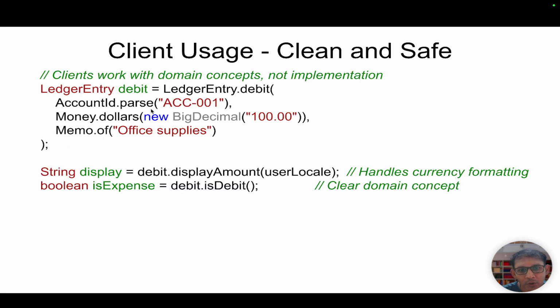Clients now work with domain concepts rather than implementation details. They create debits and credits using the factory methods. They get formatted amounts using the display amount method. They check entry types using the isDebit method.